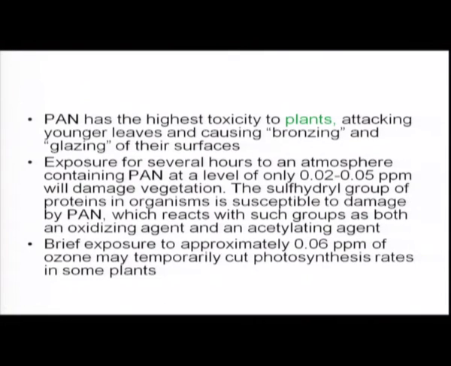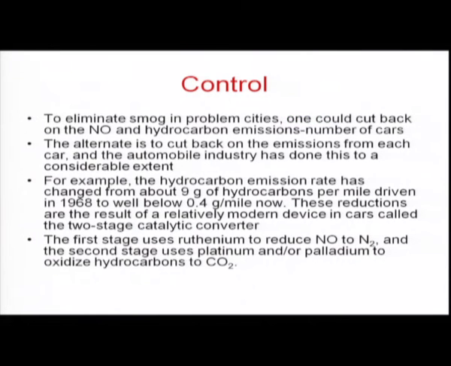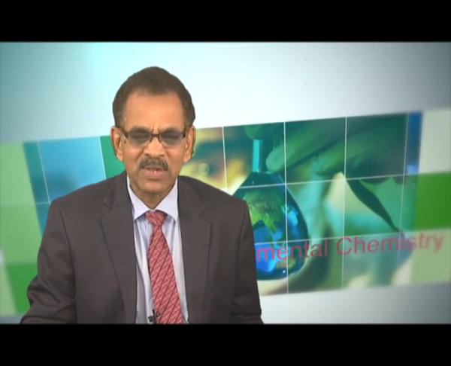So, these are some of the damages caused to the plant materials by this photochemical smog. Obviously, it has to be controlled. So, what are the steps needed to control this? To control this, we have to analyze how it originated. Okay. So, what are the reasons for the formation of this smog?